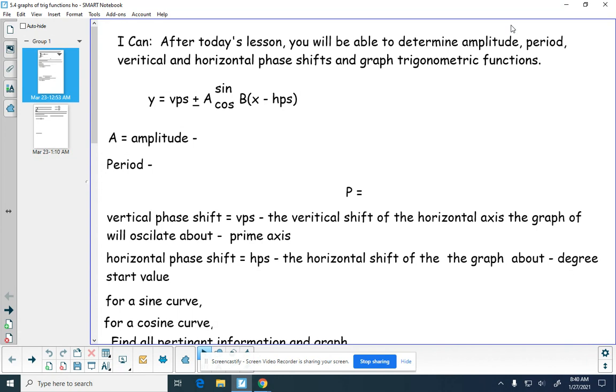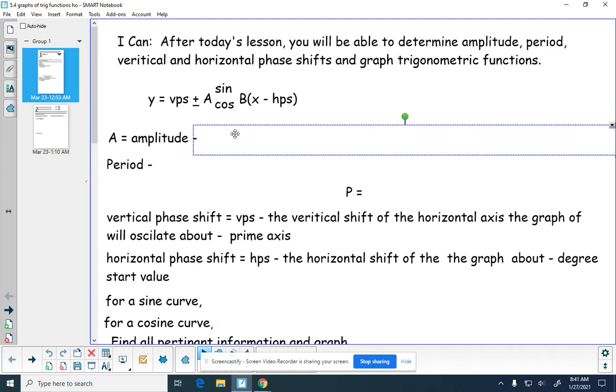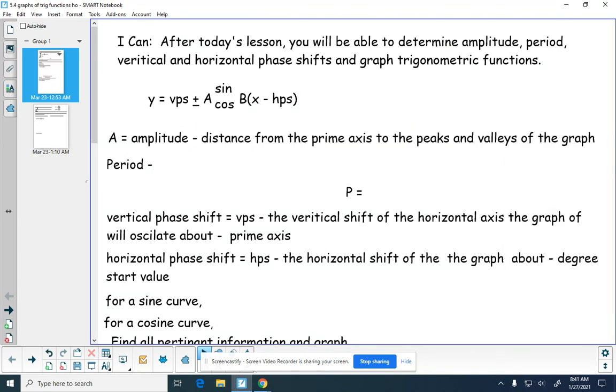for a trig equation. We had vertical phase shift plus or minus the amplitude, sine or cosine, b, x minus horizontal phase shift. That was our base equation that we went to each and every time, where A was equal to our amplitude. It's the distance from the prime axis to the peaks and valleys on the graph. And once again, as we go through this, hopefully you have some recall of what we did back in trig class.